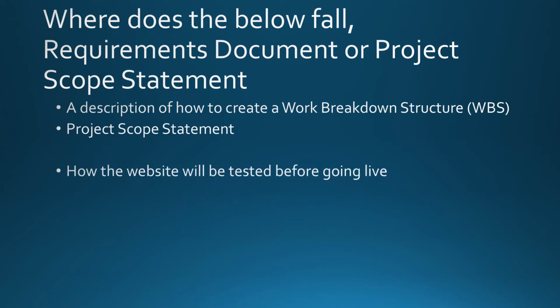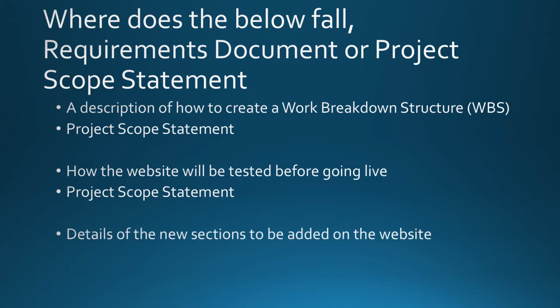Let's look into another example. How the website will be tested before going live. Again, this falls into the project scope statement. Whenever there is a how of how a certain thing will be achieved, that goes into the project scope statement.